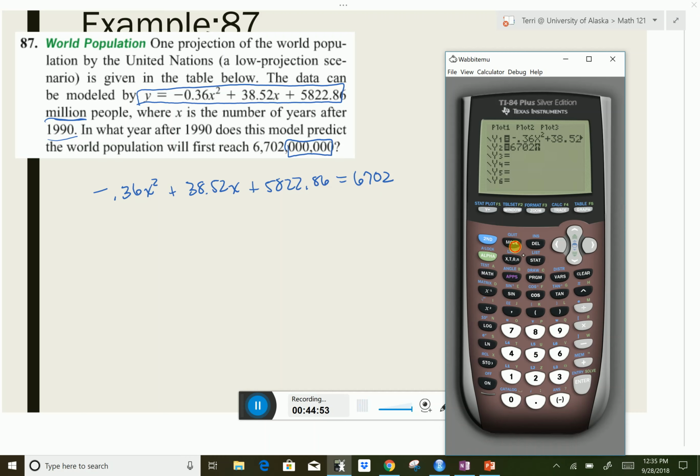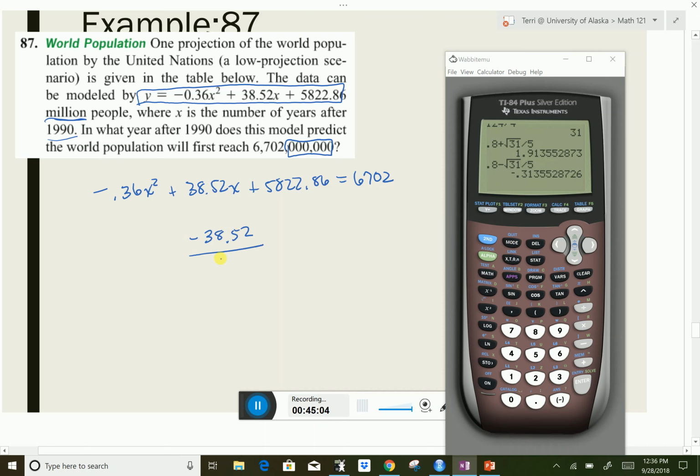at this point. So let's figure out what the height of this graph is going to be. So what is the height? Negative b over 2 times negative 0.36. So let's see what that is. Negative 38.52 divided by, oops, got to put this in parentheses, 2 times negative 0.36. So the height is 53.5, or that's the x coordinate of the vertex.